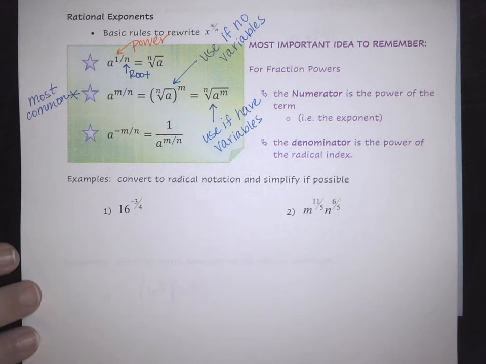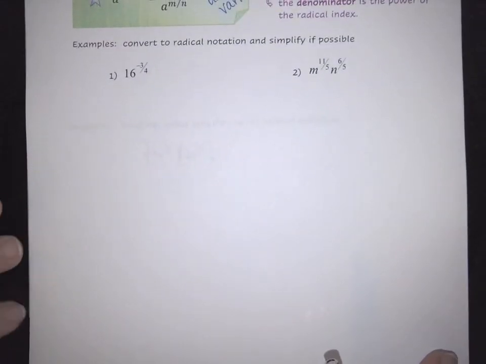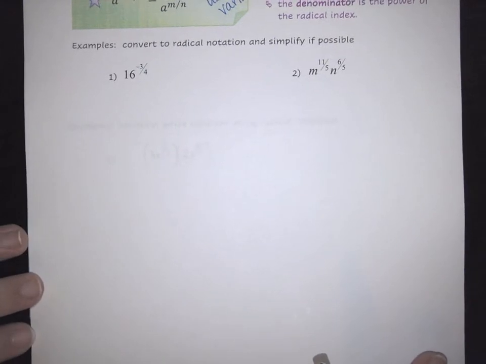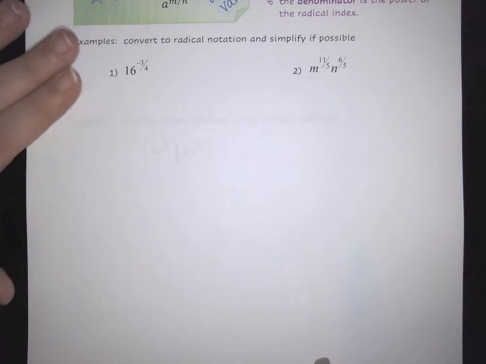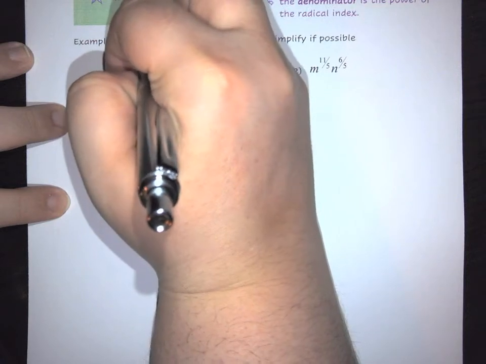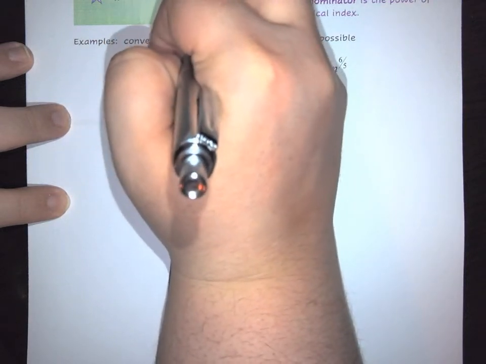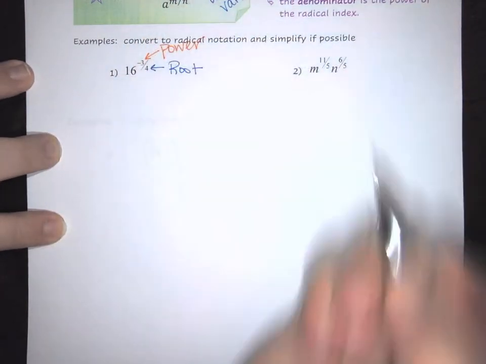Okay. So I've got some examples here that we're just going to start working through, that hopefully by the end you should feel fairly confident at simplifying these rationals. So let's look at this first one. I have 16 to the negative 3/4. So the very first thing you always want to do is identify what is your power and what is your root. So here the negative 3 is going to be my power, and the 4 right here is going to be the root.